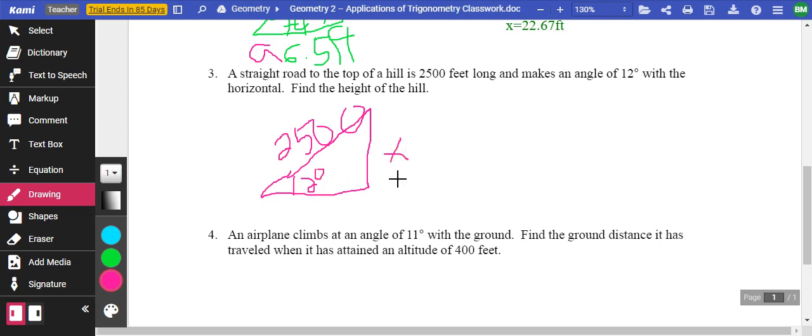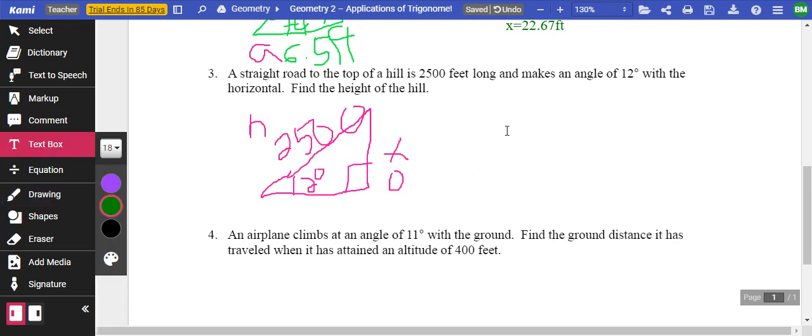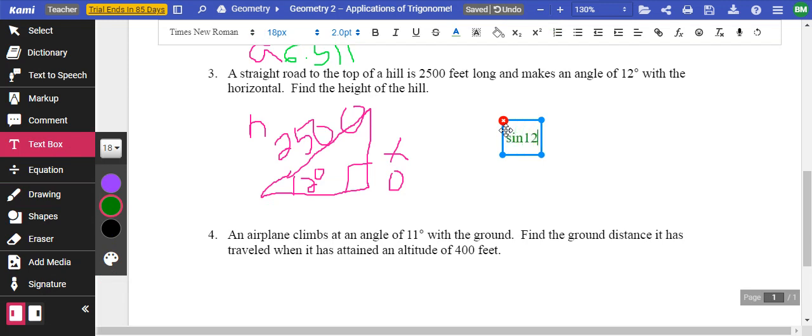Okay, so this x is my opposite. It's across from it, so it's O. This is across from my 90 degrees, so this is my hypotenuse. O and H means I'm going to use sine. So I say the sine of 12 equals opposite x over hypotenuse 2,500. I multiply 2,500 on both sides because I want x by itself, and I get 2,500 sine of 12 equals x. Simply plugging this into my Desmos calculator, and I get x equals 519.78 feet.